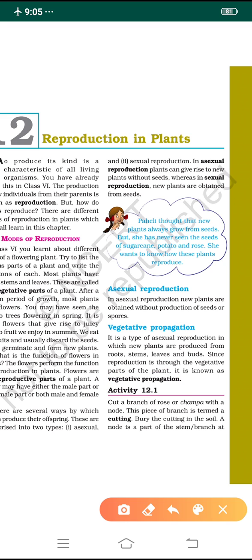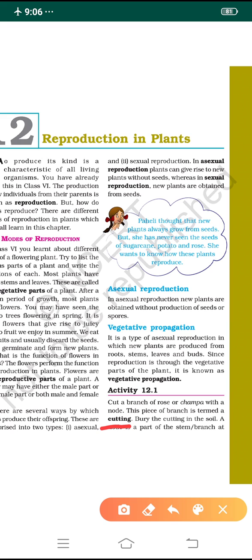To understand vegetative propagation, let's see one example through activity number 12.1. What you need to do: cut a branch of rose. Take one branch of a rose or champa plant with a node, meaning it should have a node. This piece of branch is termed a cutting. This branch of rose or champa is called a cutting, a cutting of a rose or a cutting of a champa.